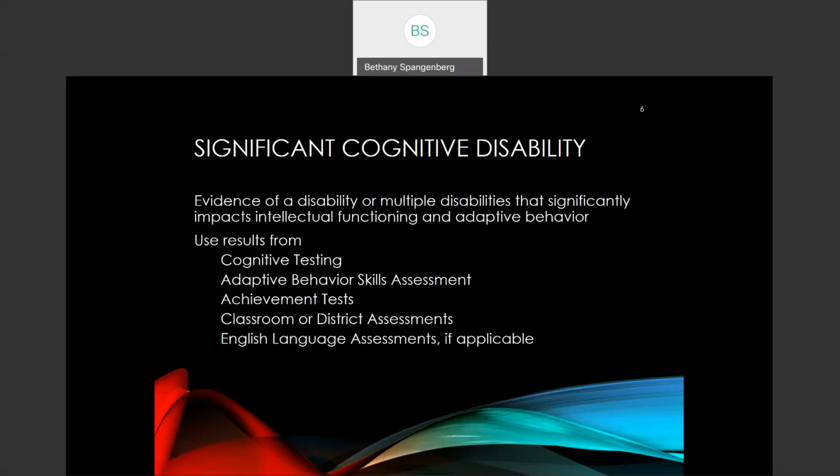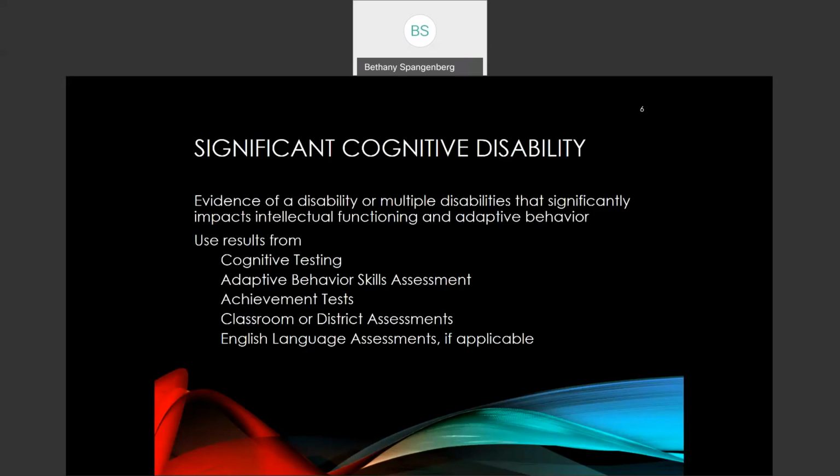The first criterion is evidence of a significant cognitive disability that impacts intellectual functioning and adaptive behavior. This means that students must have scores from standardized academic, cognitive, and adaptive behavior tools. Only students who exhibit no observable communication may not have scores for academic or cognitive tests, but they should still have attempts. All students must have adaptive scores.